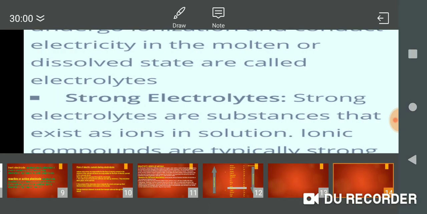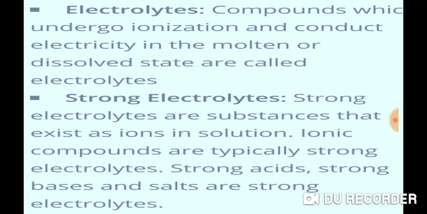So now let us see what is an electrolyte. An electrolyte is a compound which undergoes ionization and conducts electricity in the molten or dissolved state. There are three types of electrolyte. One is called strong electrolyte, second is called weak electrolyte, and third of course we say non-electrolytes.